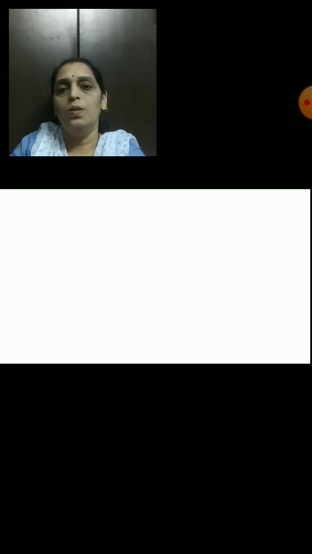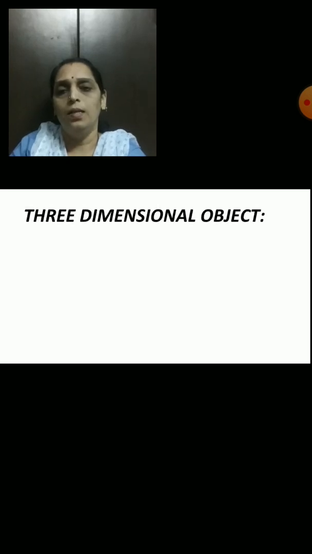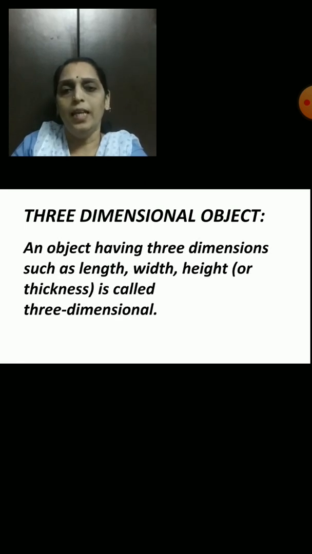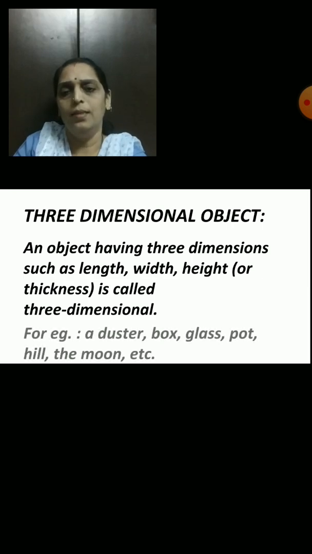Students, now next, what are three-dimensional objects? We have seen two-dimensional objects. Now we'll see three-dimensional objects. An object having three dimensions such as length, width, height or thickness is called a three-dimensional object. For example, a duster, box, glass, pot, hill, the moon, etc.